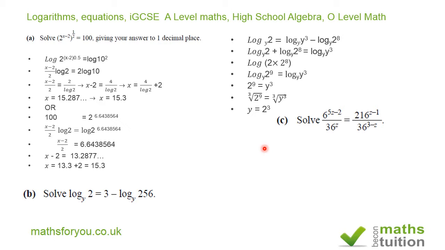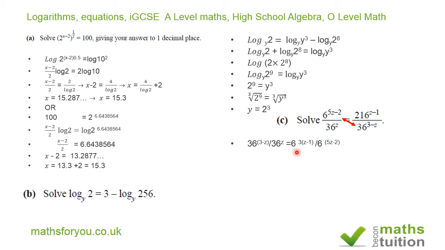Okay, now for part C, we are told that 6 to the power 5z minus 2 divided by 36 to the power z is equal to 216 to the power z minus 1 divided by 36 to the power 3 minus z. Now, if I switch this 36 to the power 3 minus z there, and bring 6 to the power 5z minus 2 there, switch both, we then end up with 36 to the power 3 minus z divided by 36 to the power z.